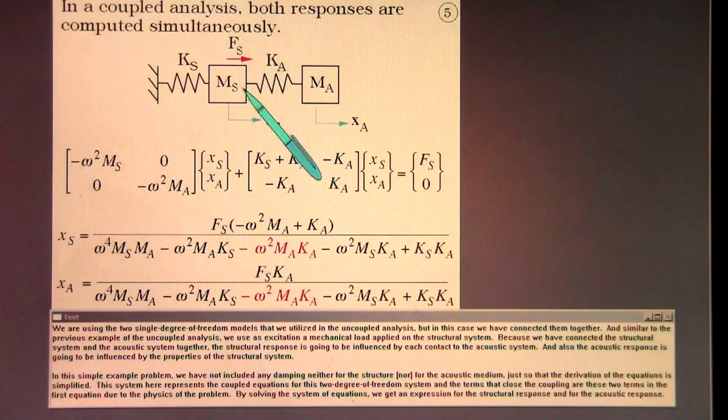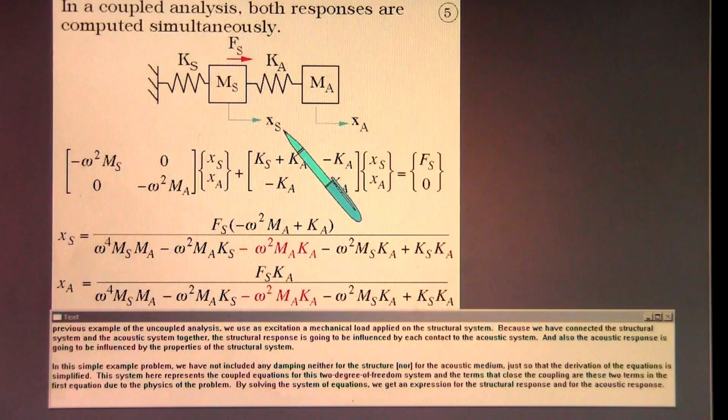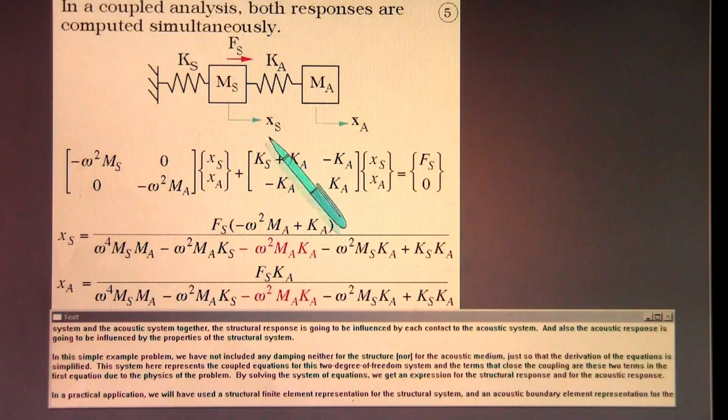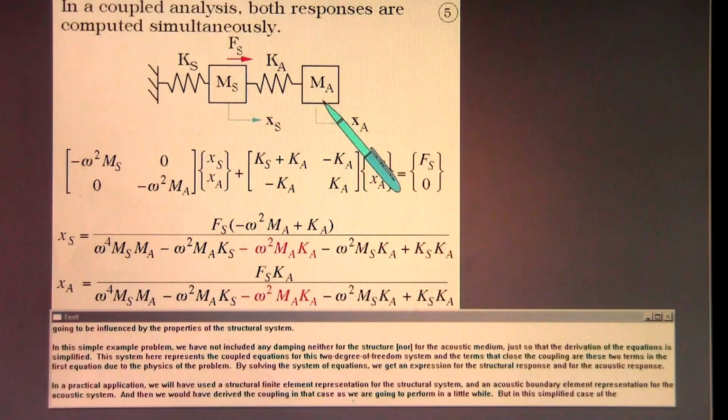Because we have connected the structural system and the acoustic system together, the structural response is going to be influenced by its contact to the acoustic system, and also the acoustic response is going to be influenced by the properties of the structural system. In this simple example problem, we have not included any damping, neither for the structure nor for the acoustic medium, just so that the derivation of the equations is simplified.